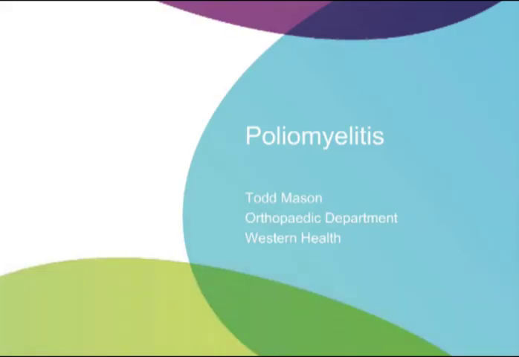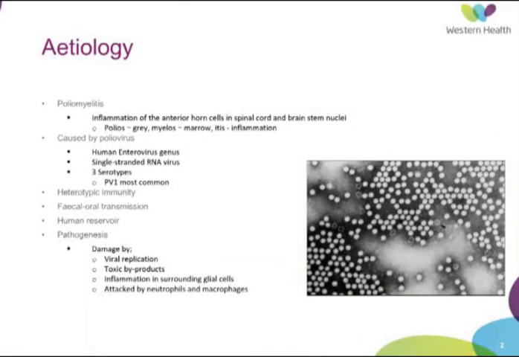Okay, good morning. So this morning we're talking about polio. Polio is inflammation of the anterior horn cells in the spinal cord, but also the brainstem nuclei, that causes destruction of lower motor neuron units. It's caused by the polio virus, which is a single-stranded RNA virus. There's three types, poliovirus 1, 2 and 3, with type 1 being the most common.